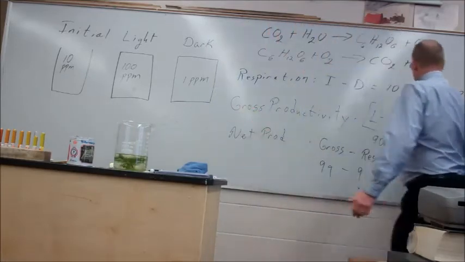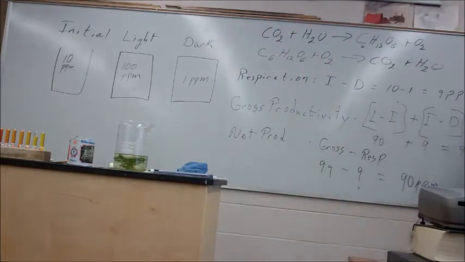L minus D. This number is the same as light minus dark. So in the end, when you do your calculations, you don't actually have to go through all this. You can just take light minus dark. Numerically, it's going to give you the same number. And then this one is just light minus initial.